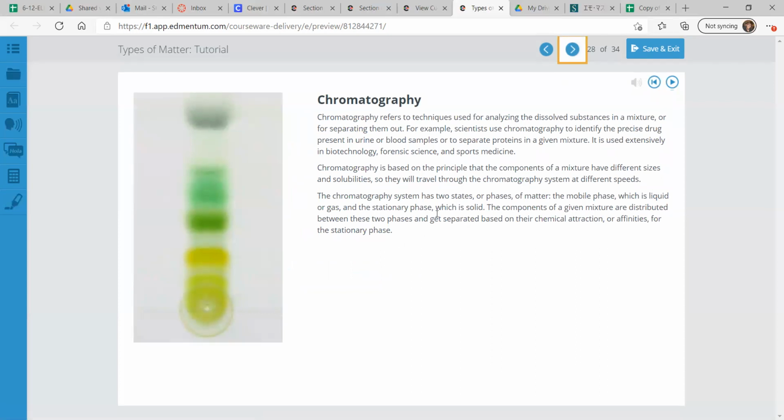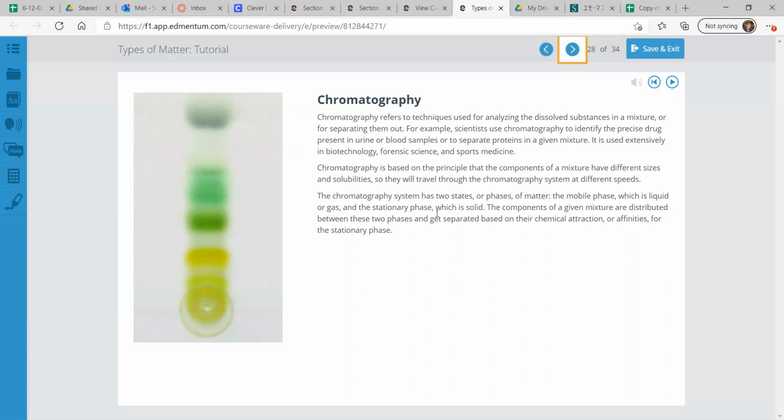And the last separation technique is chromatography. That refers to techniques used for analyzing the dissolved substances in a mixture or for separating them out. So scientists use chromatography to identify the precise drug present in urine or blood samples, or separating proteins in a given mixture. It's used in biotechnology, forensic science, and sports medicine.